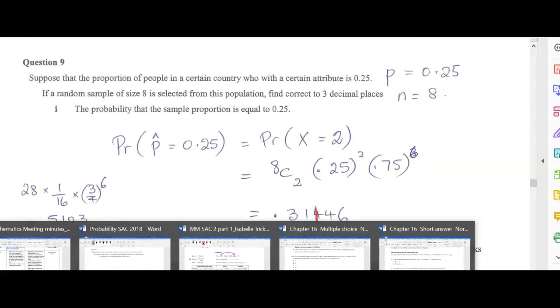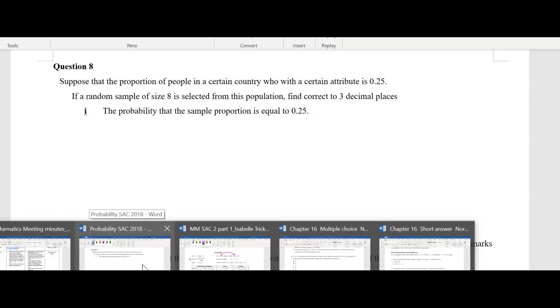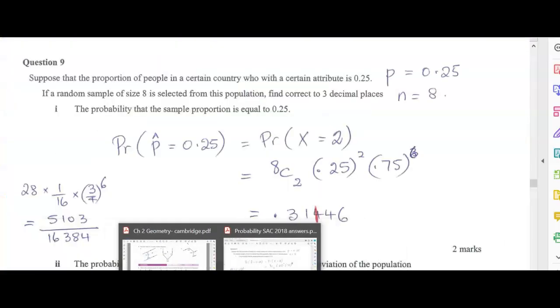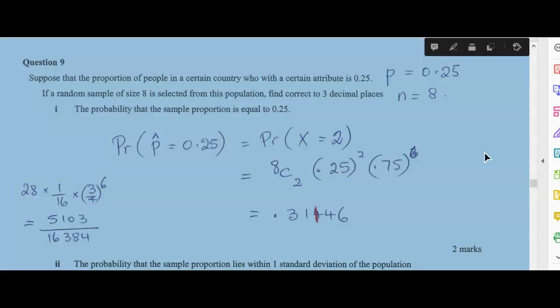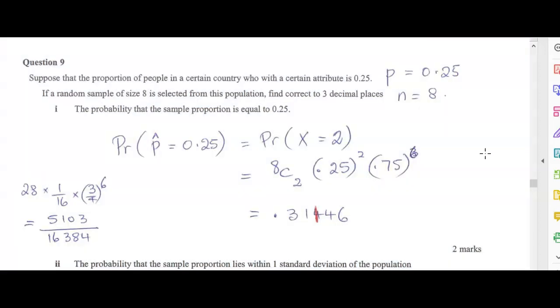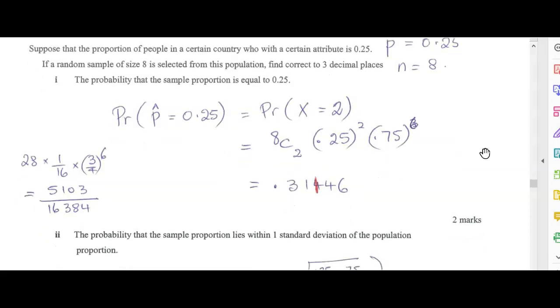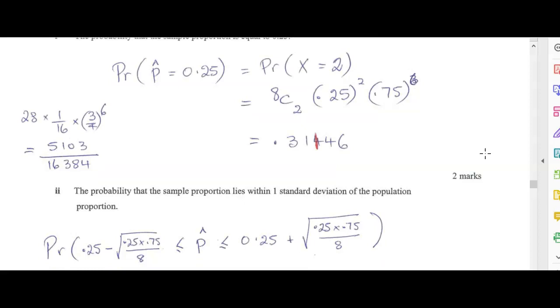Okay, so let's just make sure these questions match up. Cool. All right, so question 9. Suppose that the proportion of people in a certain country with a certain attribute is 0.25. If a random sample of size 8 is selected from this population, find, correct to 3 decimal places. Girls, this is sampling, which we haven't actually done. So I might actually skip that. I was wondering if anyone highlighted that as a difficult question. No.